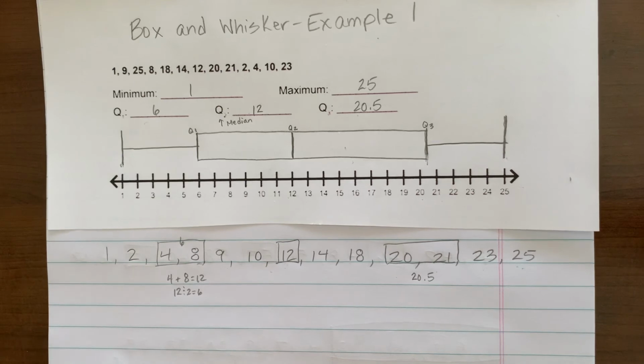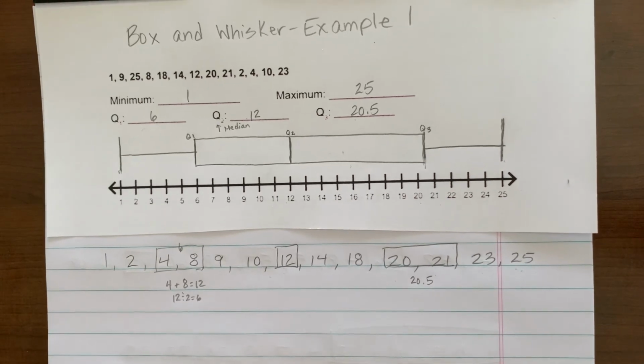So that's what a box and whisker plot looks like. Not too difficult. Once I figure out my minimum, maximum, and my 3 quartiles, I can go ahead and construct that graph. So the next one that we do will be another example of this, and then I have a couple of draw-its for you to try.